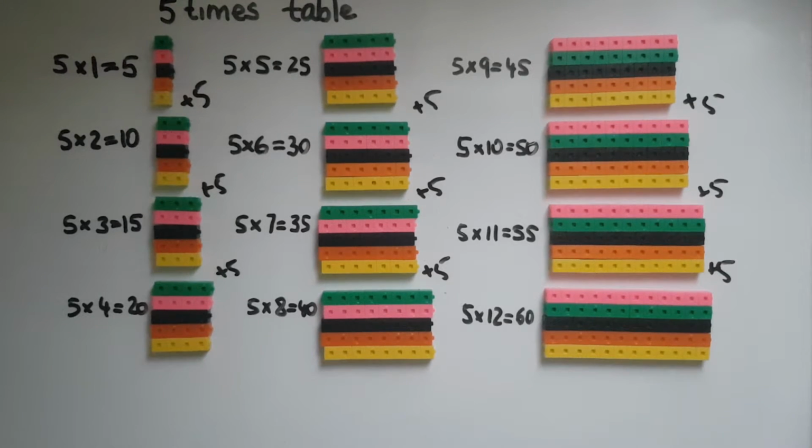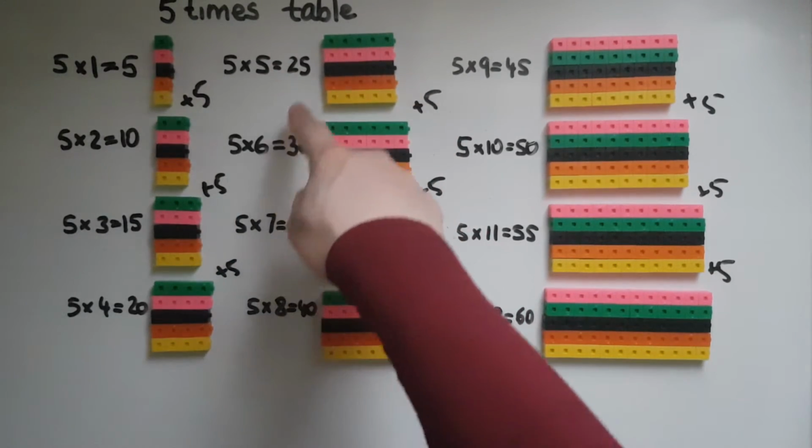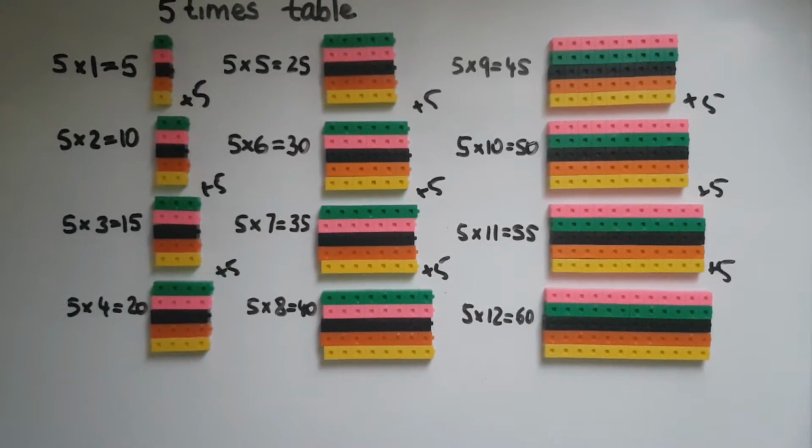So this helps us. Let's say you know how to work out 5 times 5, which is 25. To get 5 times 6, you just add another 5 on the 25 to give us 30, and another 5 to get 35, which is 5 times 7.